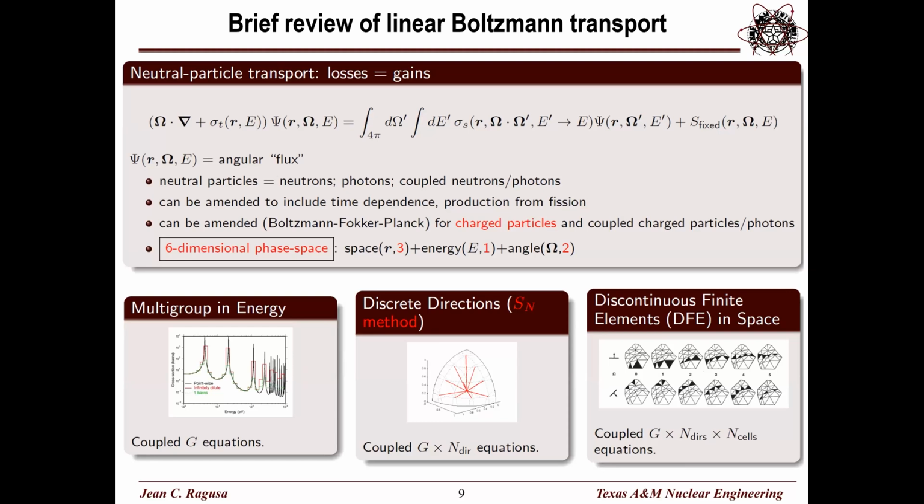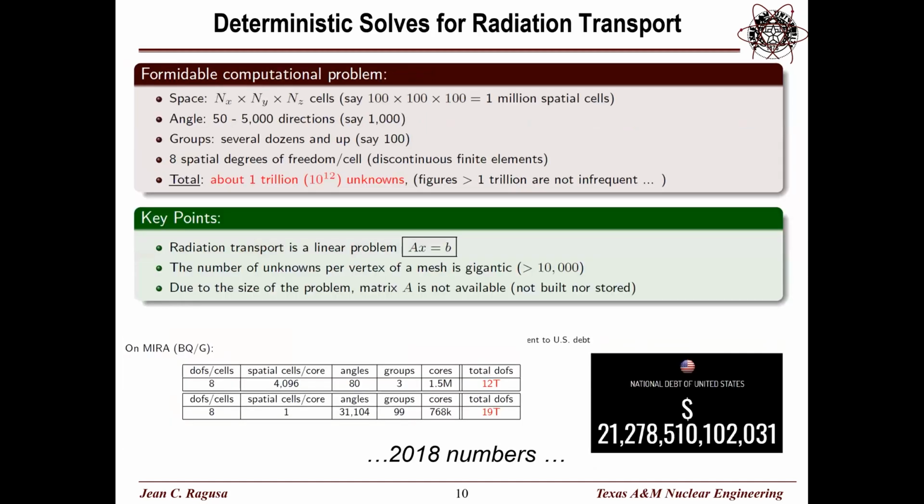So we need to know the solution as a function of space, 3 variables, as a function of energy, 1 more variable, as a function of direction of motion, 2 more variables, so 6 variables. When you need to discretize an equation in 6-dimensional space, it doesn't take long when you discretize physical space, energy intervals, and the angle on the unit sphere. It doesn't take long for your discretization to reach many billions of unknowns. My students run quite frequently 100 billion unknown problems. We reach trillions quite frequently.